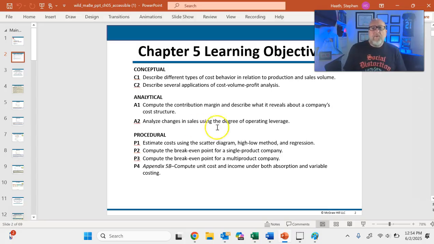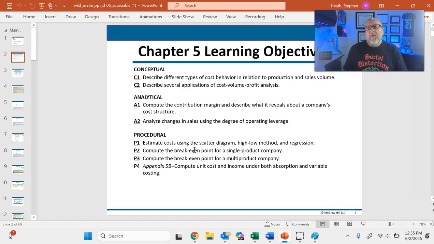Then we're going to talk about how much profit I'm going to make under various operating levels. So again, if I'm making 10,000 tables, how much money am I going to make? If I'm making 75,000 tables, how much am I going to make? And then we're going to talk about scatter graphs and scatter diagrams, cool stuff. We're going to talk about the break even point. Again, that's how many tables I need to sell and make in order to cover all of my costs.